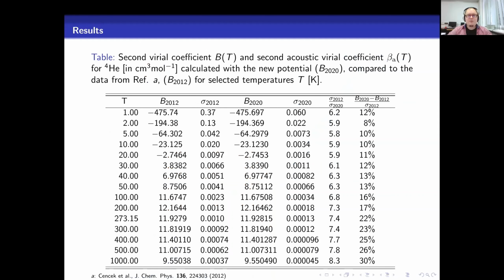Okay, so these are results compared to the... Paweł, 1 minute left. Okay, so, yeah, I'm finishing. These are our current results for helium-4 compared to the previous ones from 2012 by Czachorowski et al. And we basically corroborate those results with significantly reduced uncertainty.